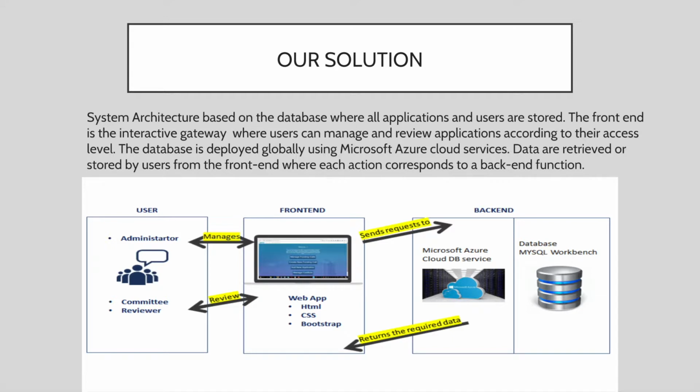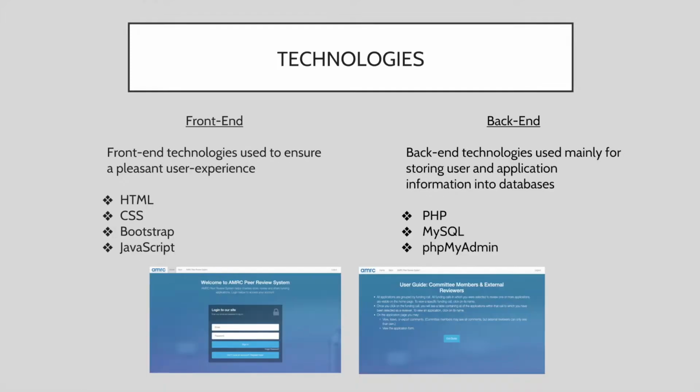Our system architecture provides a front end to interact with the database where applications and comments are stored. We have three user types: administrators, committee members, and reviewers, with different access power to the database.